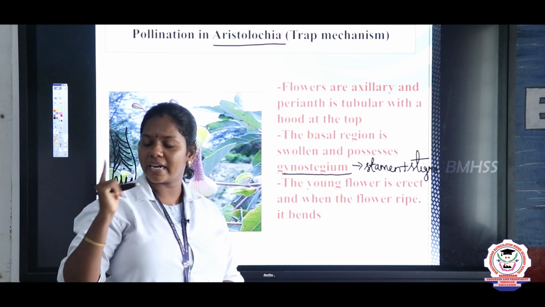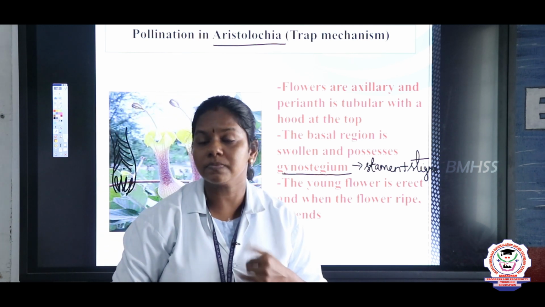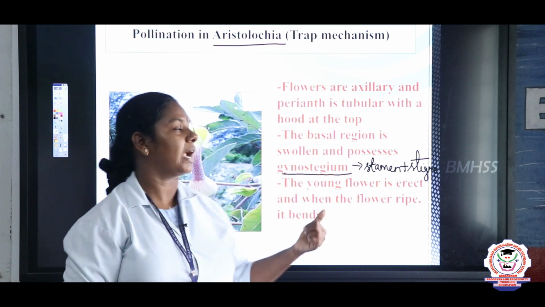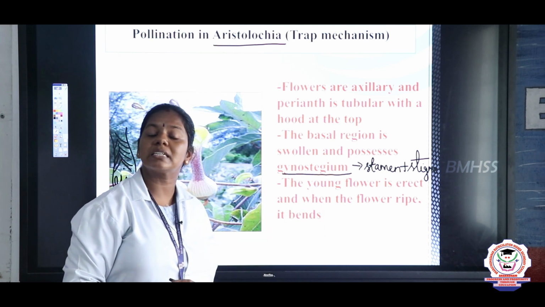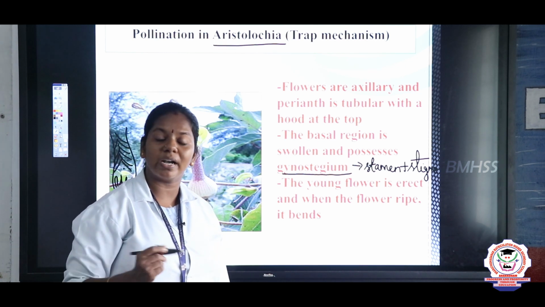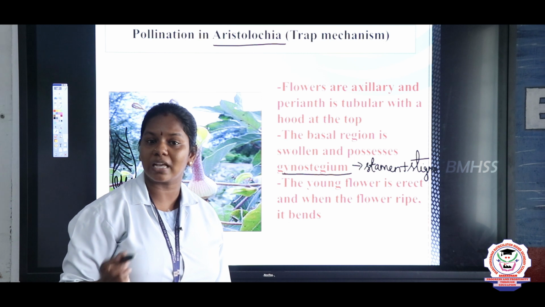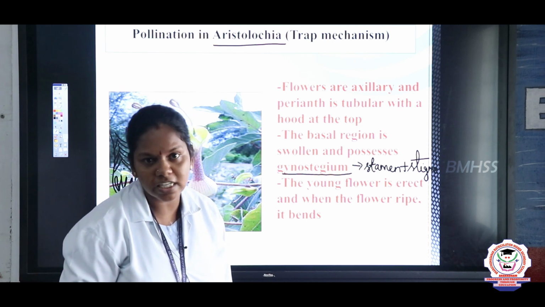So, what are the three mechanisms we discussed? Yes, very good. First one is the lever mechanism, then the translator mechanism, and then the trap mechanism. So far we have discussed pollination by biotic agents, children. Now let us see the advantages of self pollination and cross pollination, and their disadvantages too.